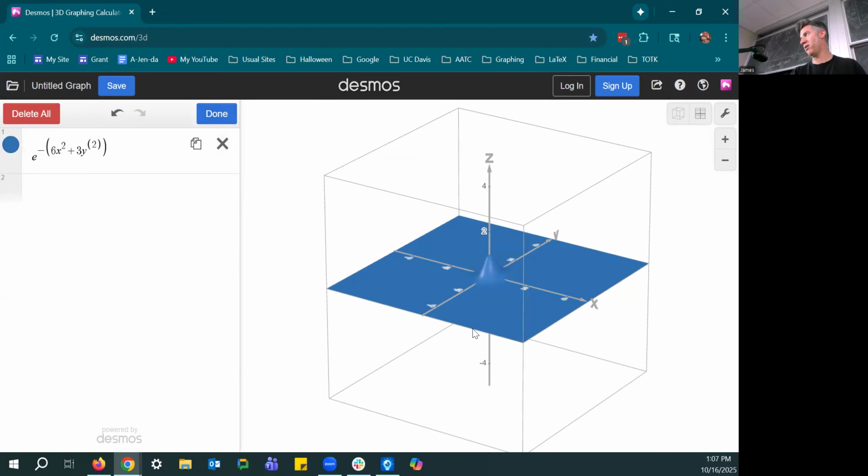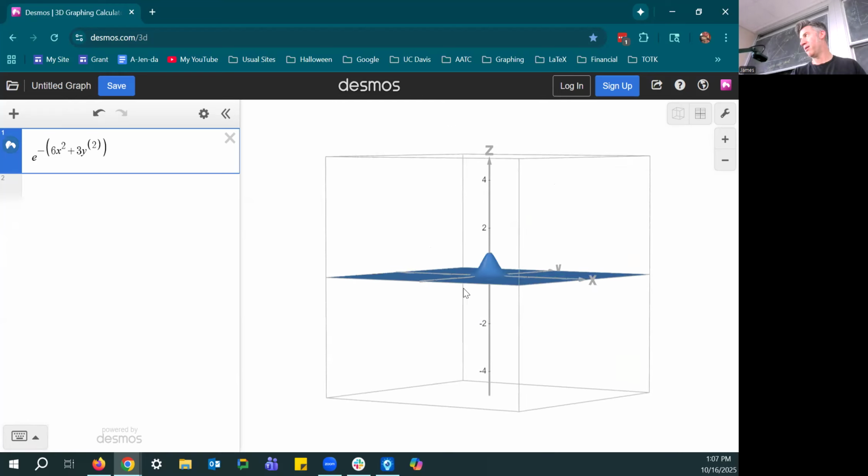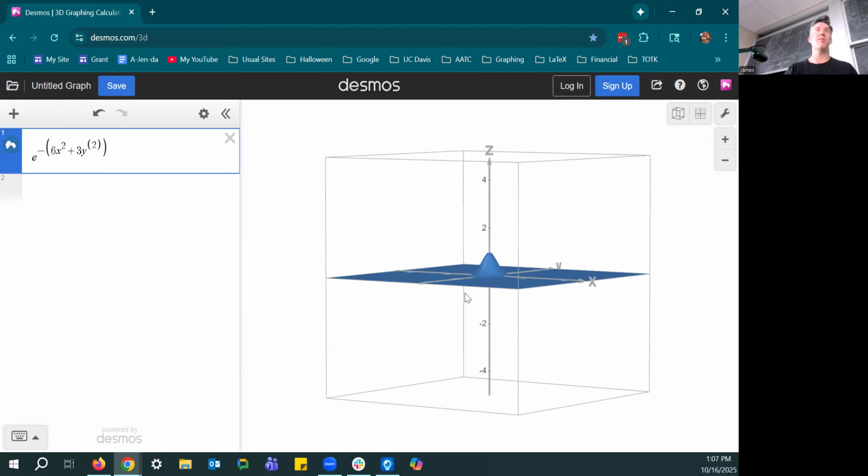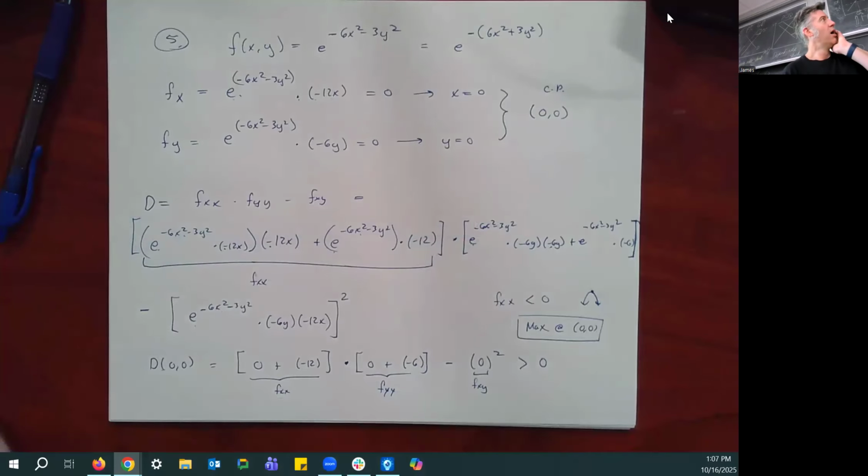So you can kind of see, oh, yeah, it looks pretty flat. And then it has a little peak in the middle there. Kind of like the e to the negative x part of the e to the x function does that. It's kind of like we've got all that, but in every direction. So kind of cool.